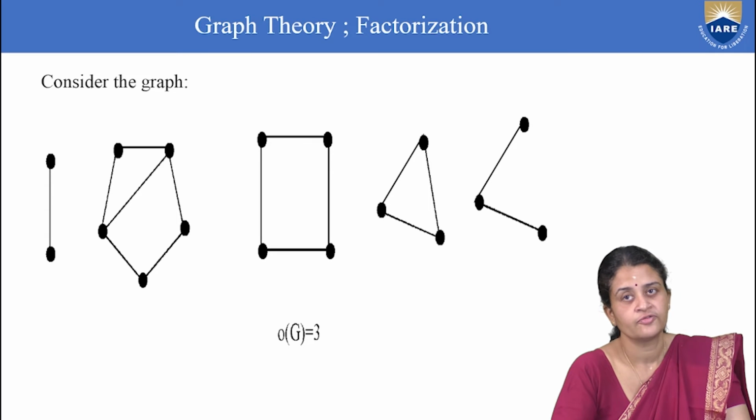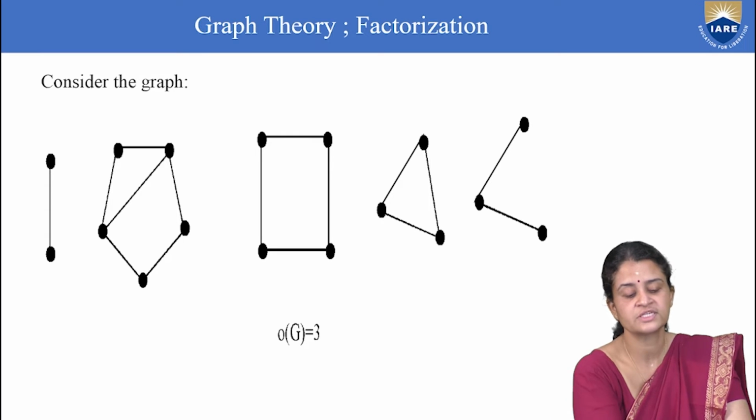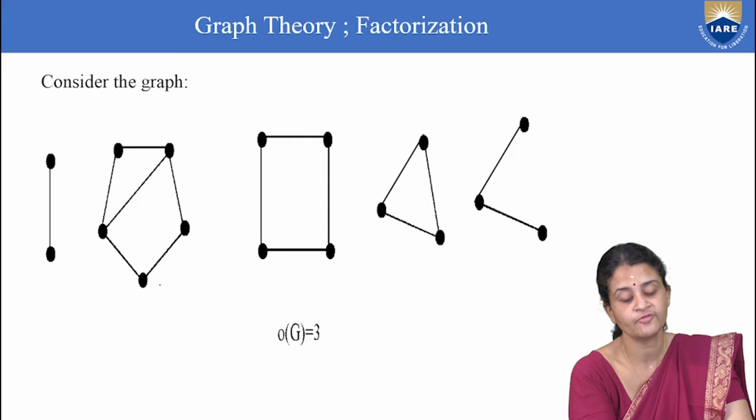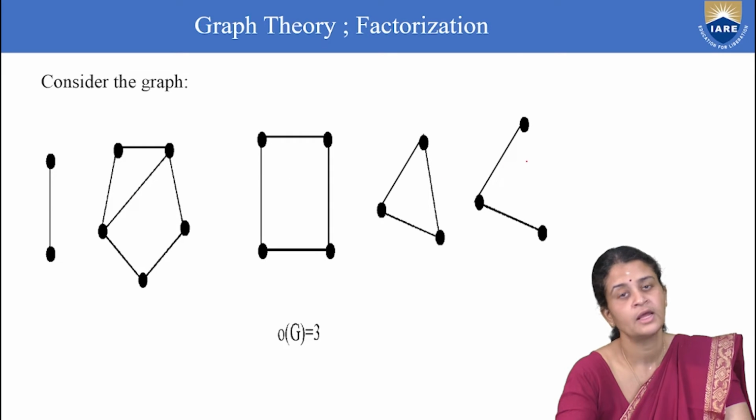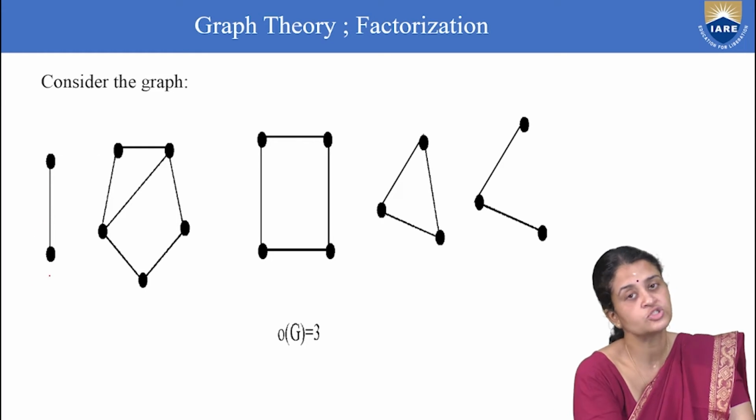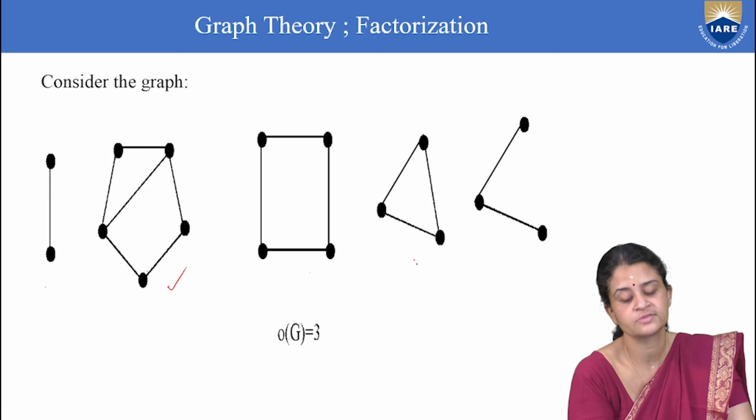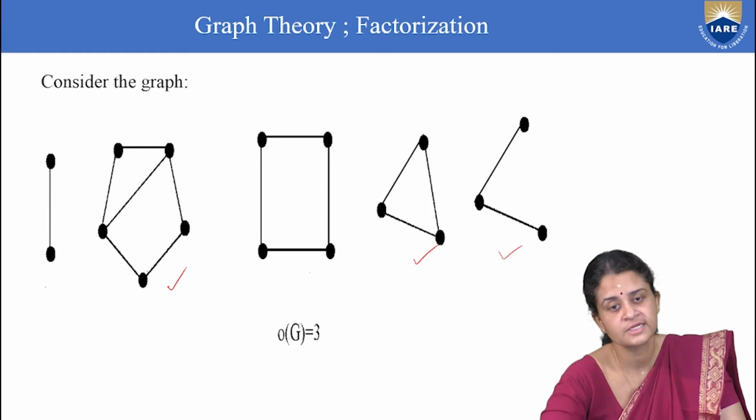Now consider this graph G. If we consider the total graph, we can say that 1, 2, 3, 4, 5 components are there. And what is the number of odd components? Here we know that it is 2 vertices. Here 5 vertices. Here 4 vertices. Here 3 vertices. Here also 3 vertices. So the number of odd components is 3.